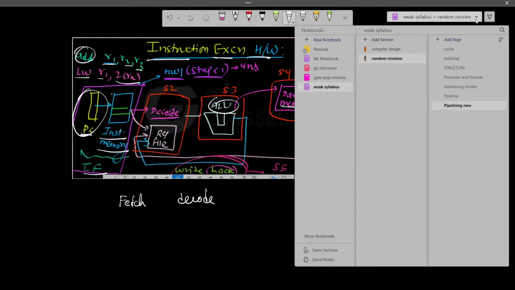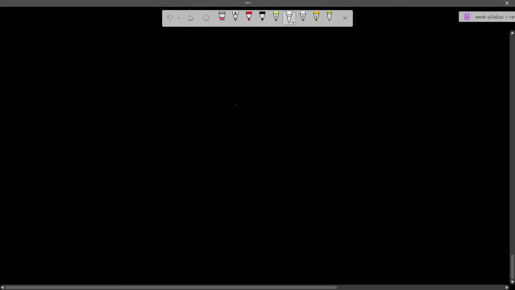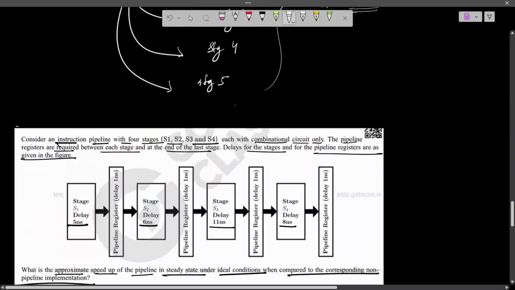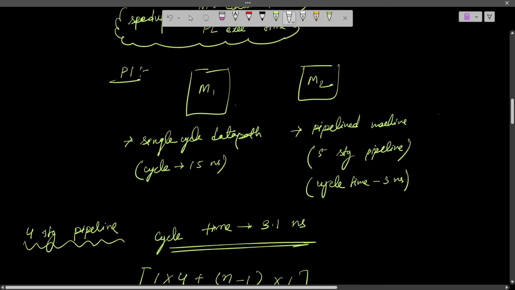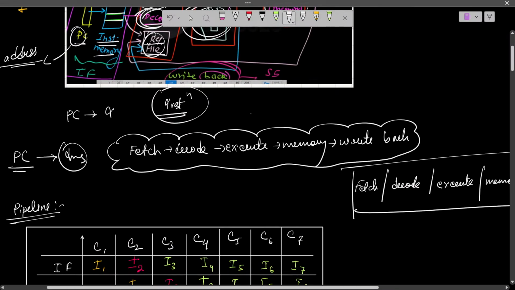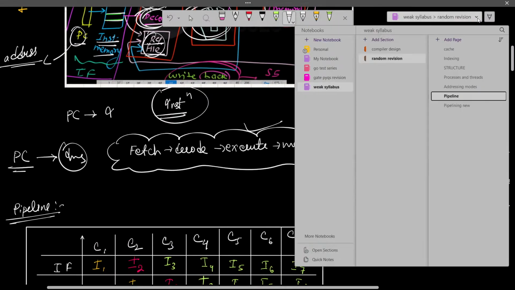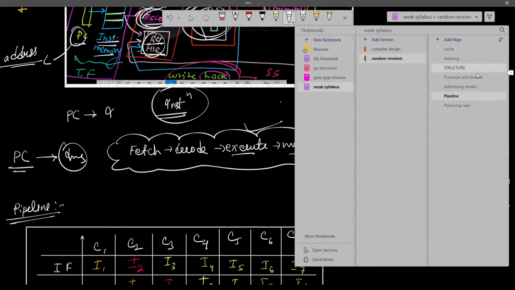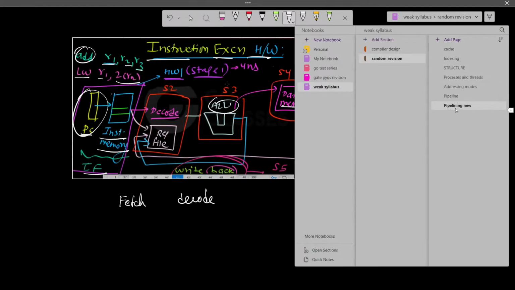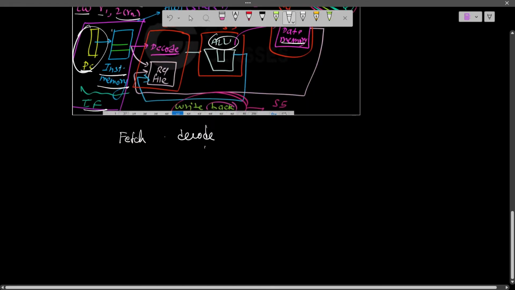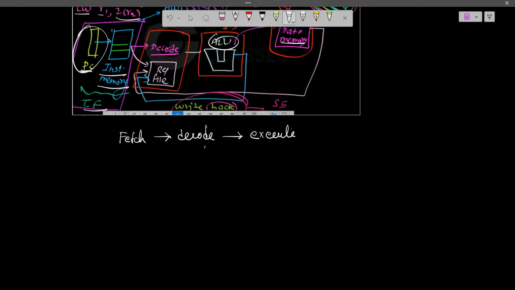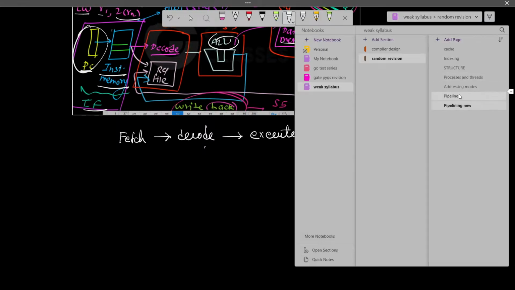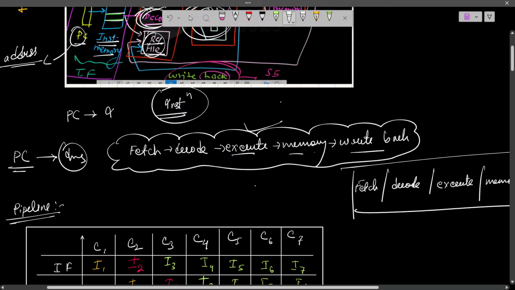The chronology is something like this. Right, let me show you guys. The chronology is something like this: fetch, decode, execute, memory, write back.